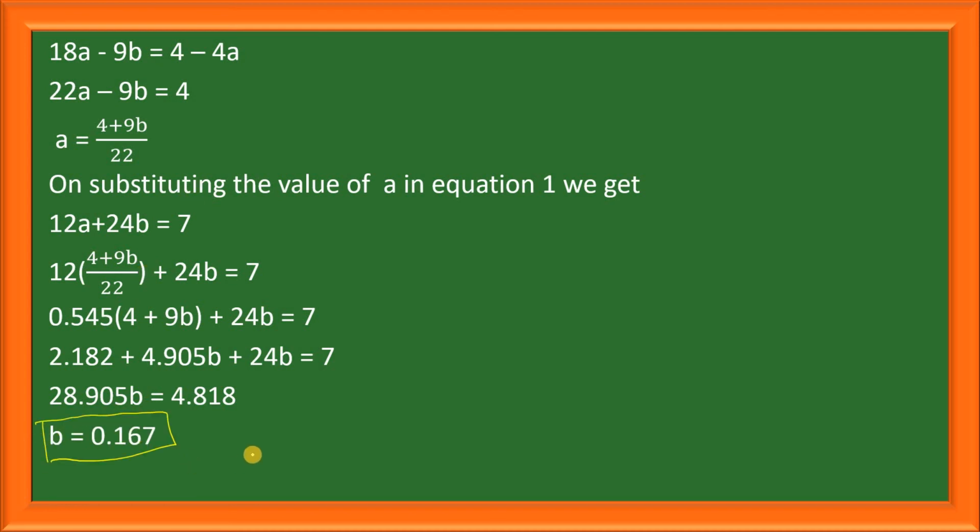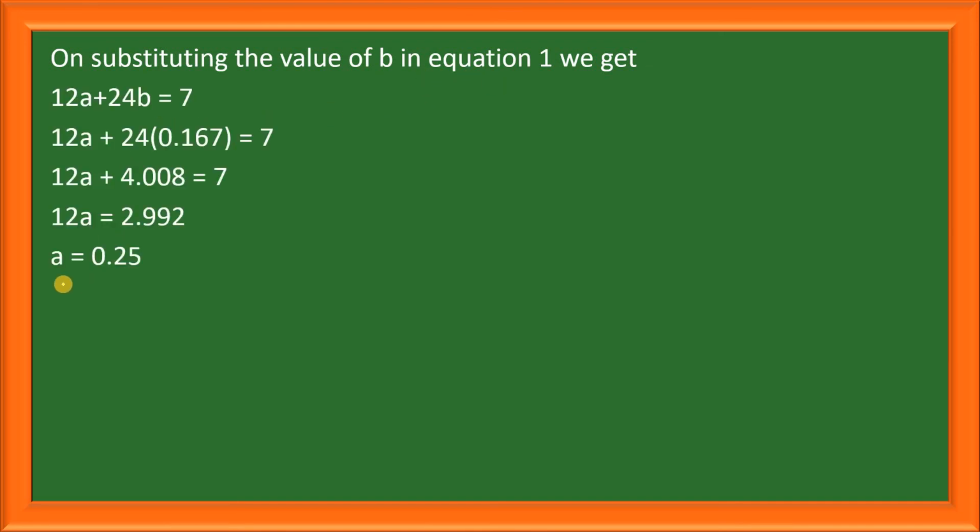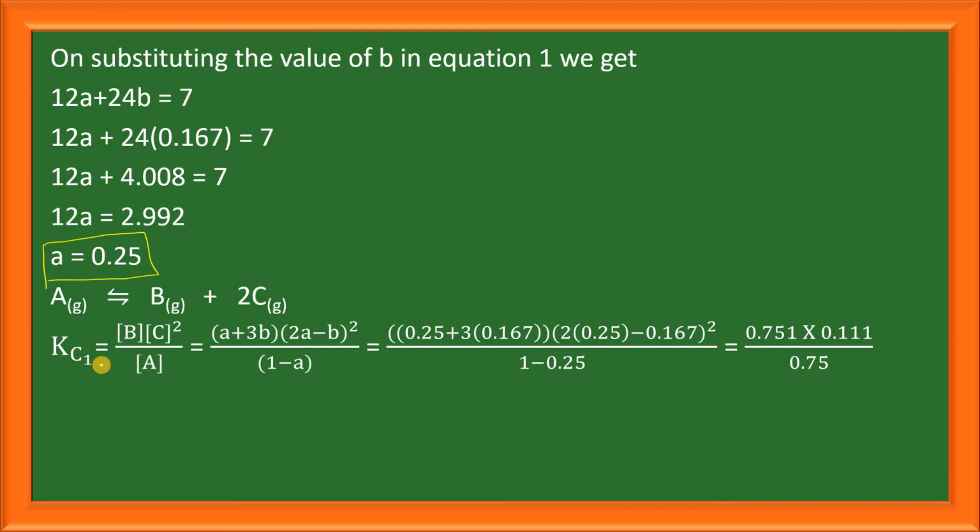नाउ B का वैल्यू अगर सब्स्टिट्यूट करेंगे इक्वेशन 1 में, देन फ्रॉम द वैल्यू ऑफ B वी कैन आल्सो कैलकुलेट वैल्यू ऑफ A. सो ऑन सब्स्टिट्यूटिंग द वैल्यू ऑफ B इन इक्वेशन 1 वी गेट A इज इक्वल्स टू 0.25, राइट. सो हमें A मिल गया एंड B मिल गया. So let's write this equilibrium. So first equilibrium is A giving rise to B plus 2C. इसका equilibrium constant is Kc1 is equals to concentration of B into concentration of C raised to 2 upon concentration of A. So on substituting all the values of equilibrium concentration, we get equilibrium constant 1 as 0.11.